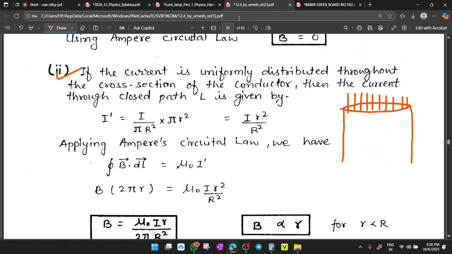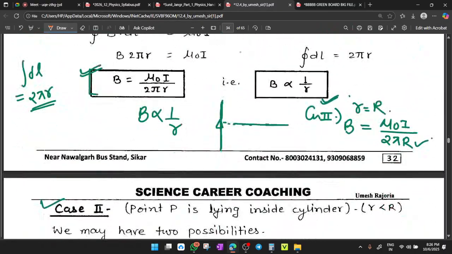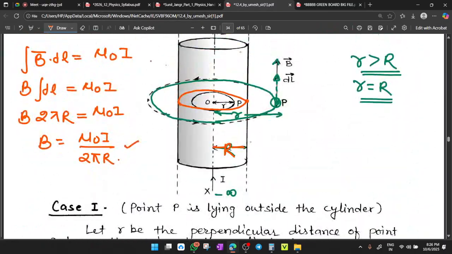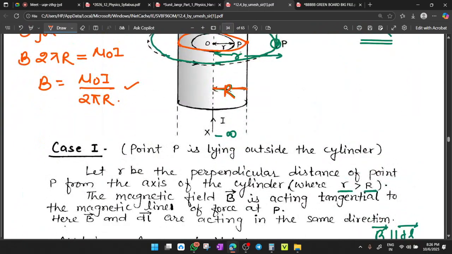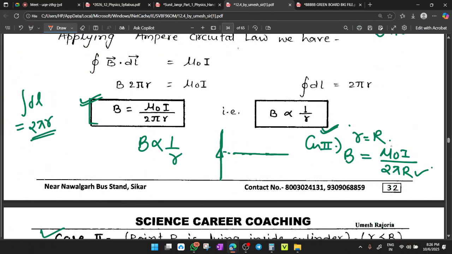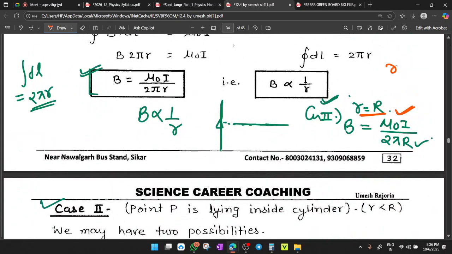So this type of variation is there till you are inside the loop. Till you are inside the loop, the intensity is 0 for a metallic conductor. When you are just at the surface, your value will be maximum, that is mu naught I upon 2 pi R. But when you're going outside the surface, your radius will be greater than R. So as your radius increases, your magnetic field will decrease, as it is inversely proportional.